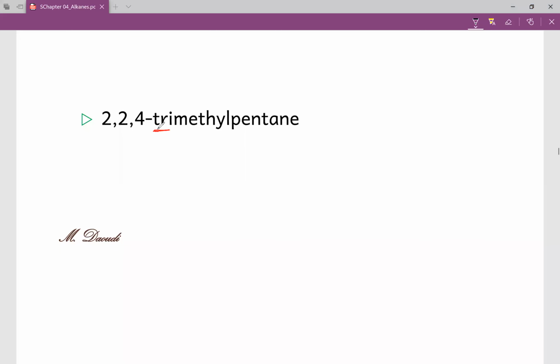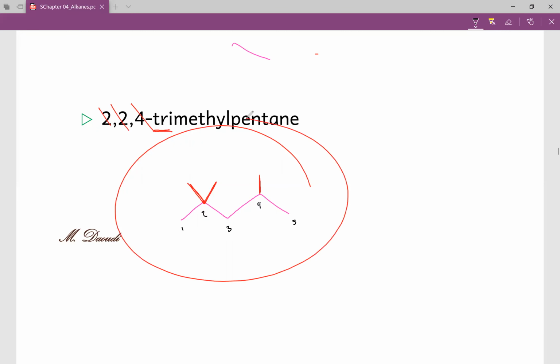So we have 3 methyls on a pentane. So our parent chain here, pentane, 1, 2, 3, 4, 5, just like before. We number it 1, 2, 3, 4, 5. And notice here we have 2, 2. All this means is that we have 2 methyls on 2. So 2 here is going to have 1 methyl here and then 1 methyl here. Okay, so 2, 2. And then we have 1 last methyl on 4 right there. And so here is our 2,2,4-trimethylpentane.